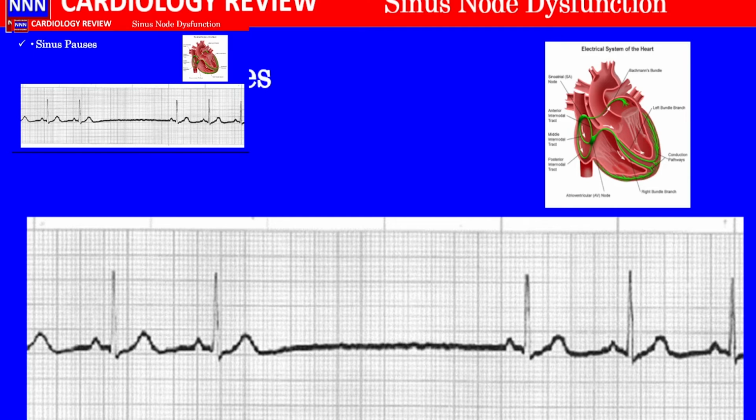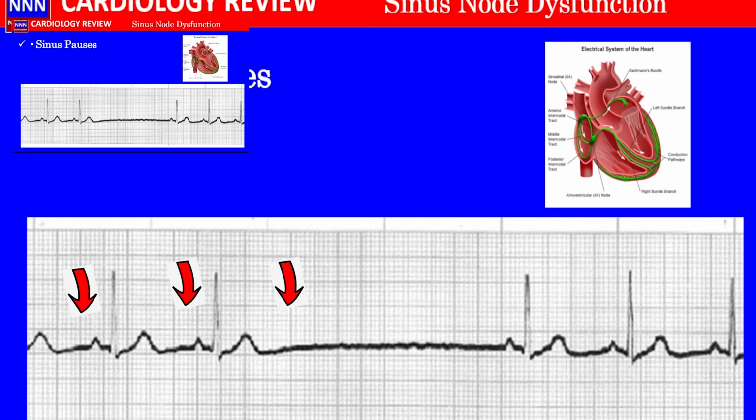So if you see anything like this, you should be considering sinus pauses, especially if the interval from this P to this P is a multiple of the PP interval. If it is variable, then we may be dealing with a sinus arrhythmia. So we have to differentiate that from the sinus arrhythmia.